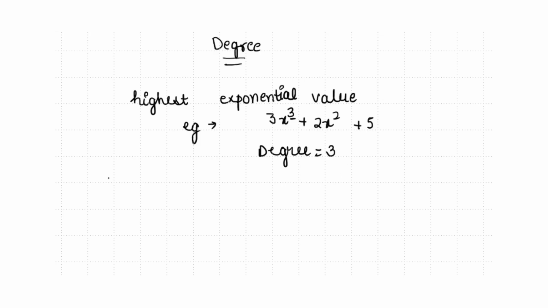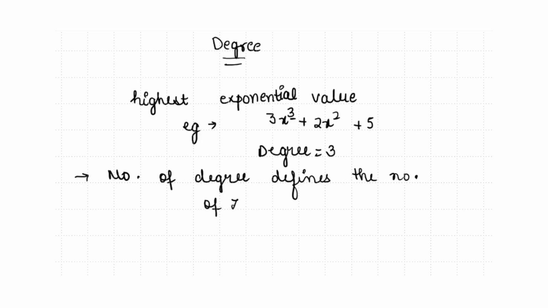Okay, the number of degrees defines the number of zeros that is a polynomial having. दैट मीन्स कि ये जो एक पॉलिनॉमियल है आपके पास, इसके अंदर कितने ज़ीरोज़ होंगे, तो जितनी डिग्री होगी उतने ही ज़ीरोज़ होंगे. Like in this polynomial 3x to the power 3 plus 2x square plus 5, we are going to have the 3 zeros. In this there are going to be 3 zeros like 3 factors of this equation.